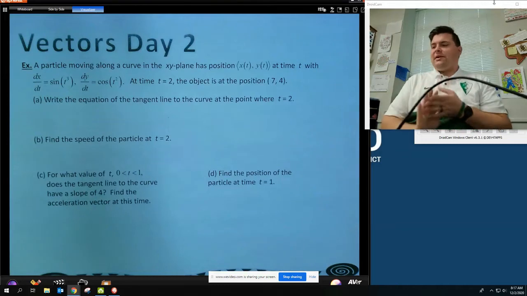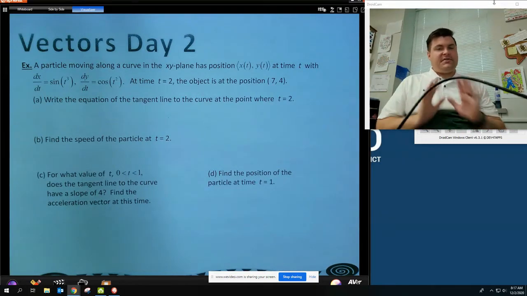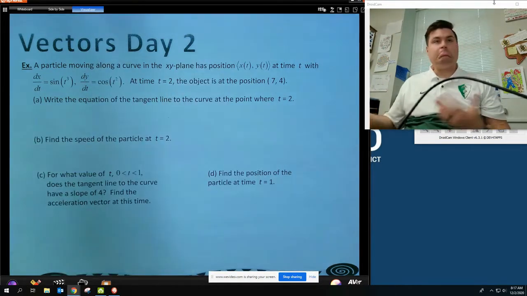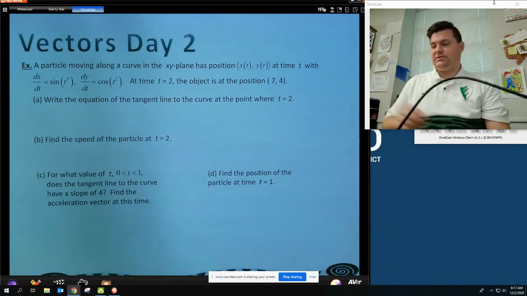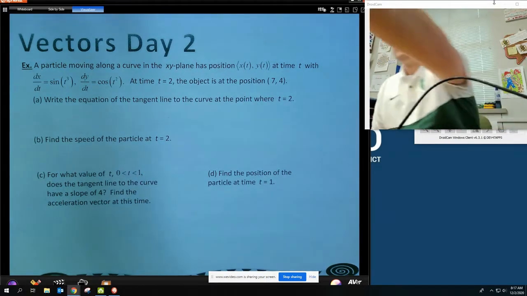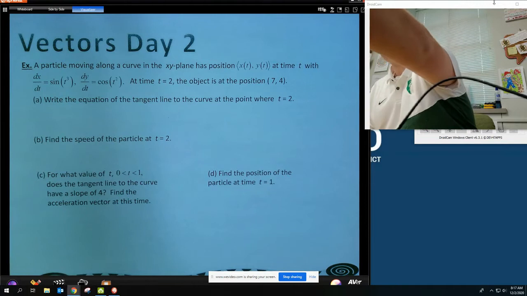To our video here on vectors day 2. Nothing new coming out at you here. All we're going to do is just do one problem that is a free response. You see part A, B, C, and D with the one prompt, and we're going to go ahead and tackle this thing. So let's go for it.